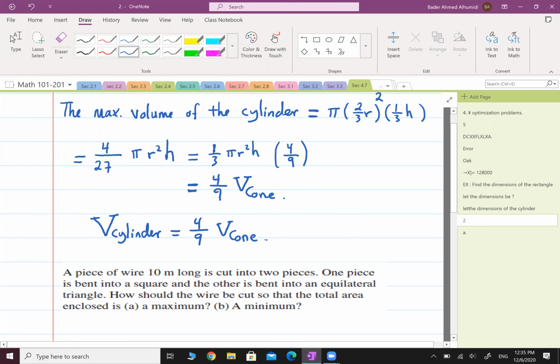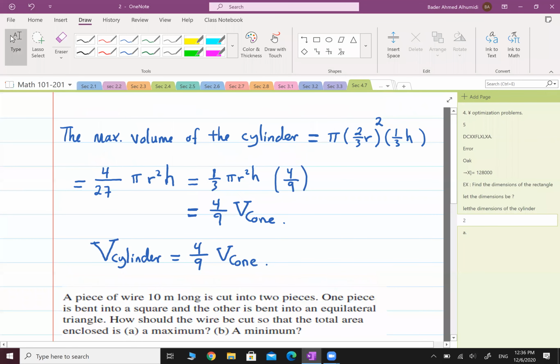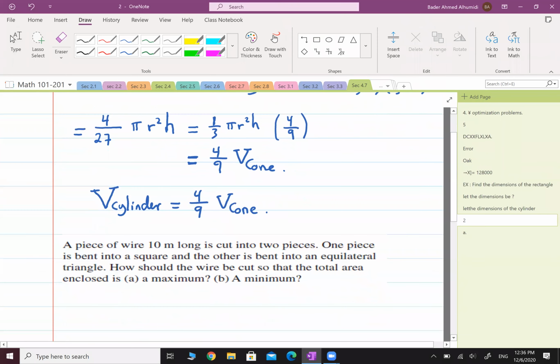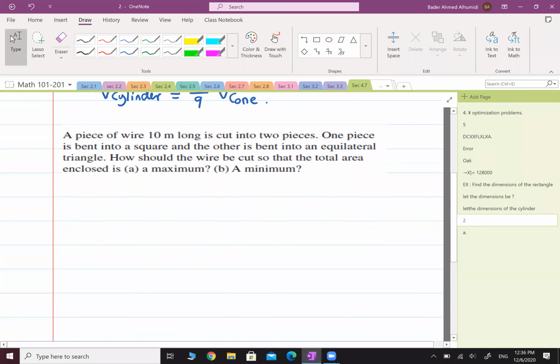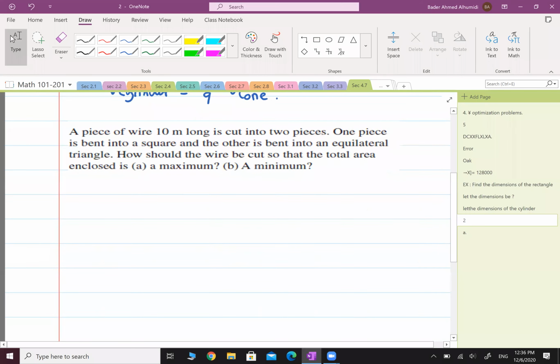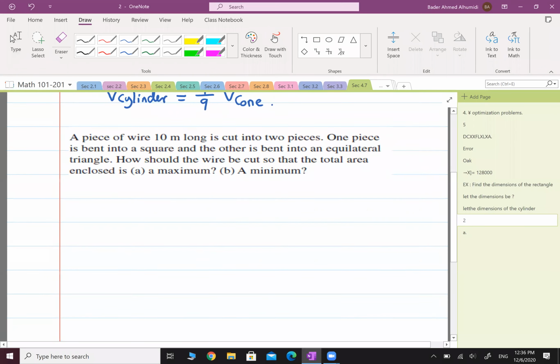It did not say, for example, find the dimensions or find the maximum volume. The maximum volume is what we are writing here, 4 over 27 by r squared times h. The choices were written this way: the volume of the cylinder is 2/3 the volume of the cone, 4/9 of the volume of the cone, and so on, different choices. I hope this illustration of what happened in that exam is clear now for you. Any question please about the question, if you have any?